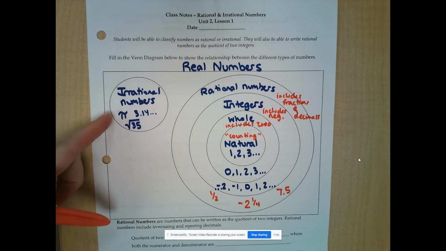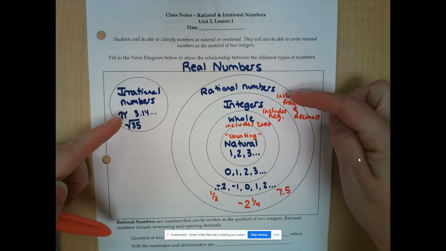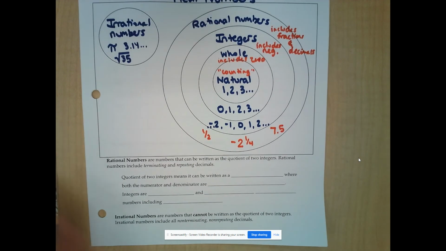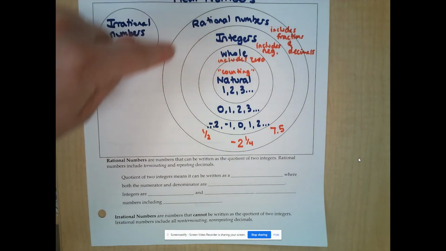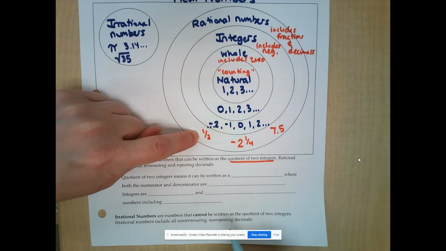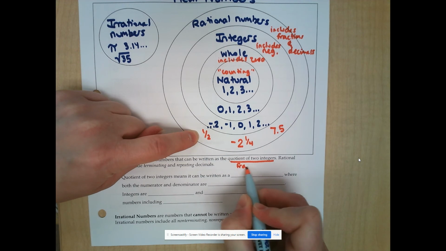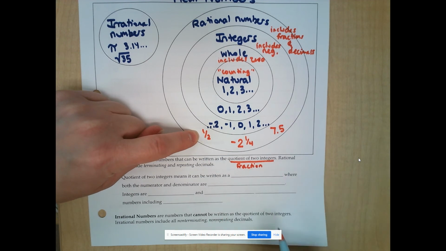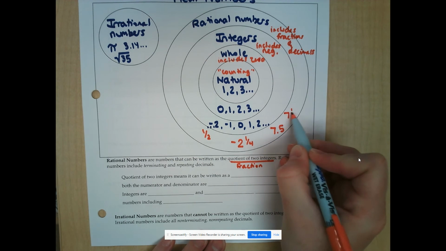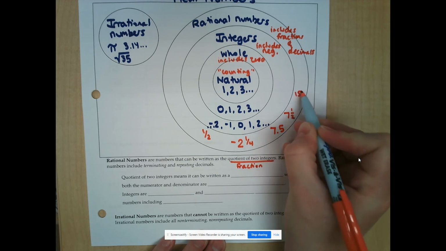You will notice that a number is either irrational or it is rational, and the two circles do not overlap. Rational numbers are numbers that can be written as the quotient of two integers. Rational numbers include terminating and repeating decimals. So in this outer ring, we've got a fraction here. Quotient of two integers is just a fancy way of saying fraction. So fractions count, and 7.5 could be written as 7.5, or it could be written as 15 halves.